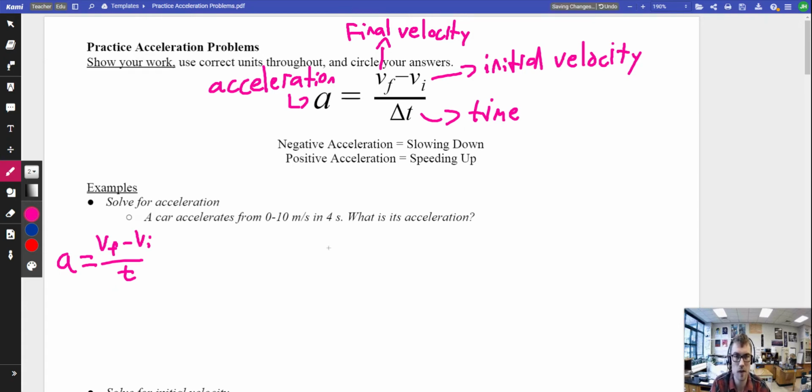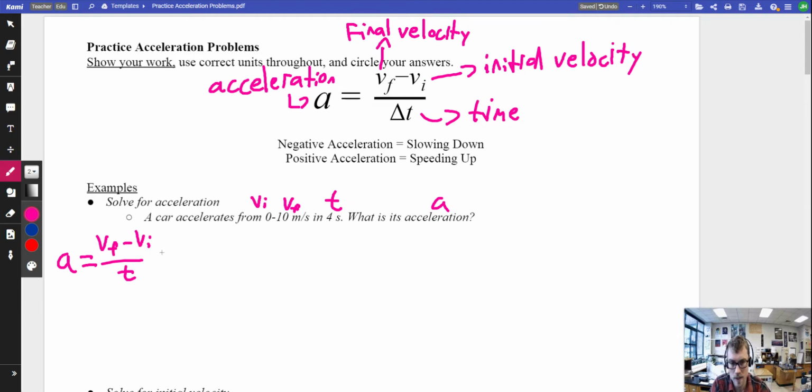Now let's read through our problem and see if we can figure out what those pieces are. A car accelerates from 0. If it's starting at 0, is that final or is that initial? That's going to be our initial. So 0, that's the initial velocity, to 10. It starts from 0 and it ends at 10, so that's going to be our final velocity. We're starting at 0, ending at 10, in 4 seconds. So this is going to be our time. What is the acceleration? That's what we're trying to find.